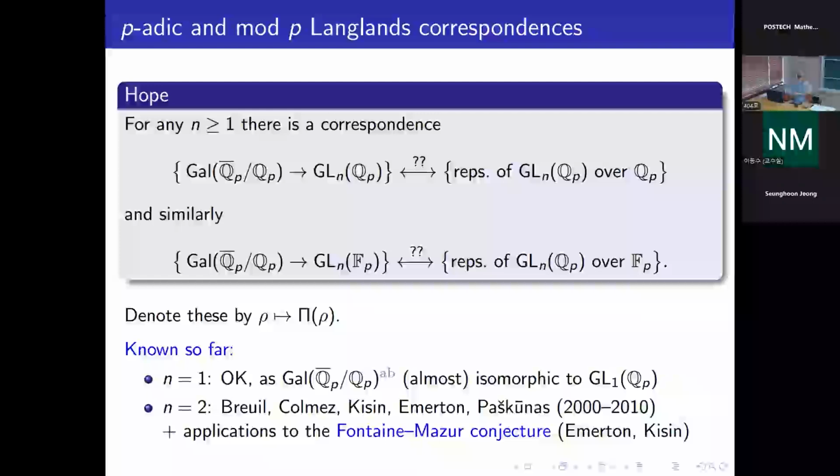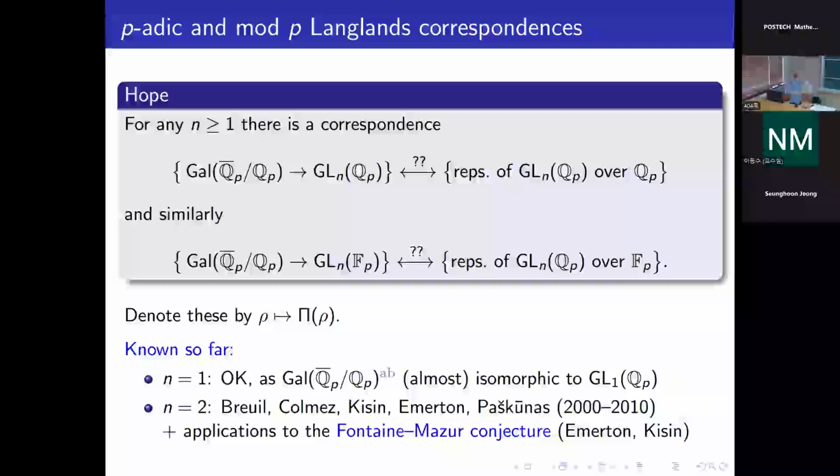But when n is equal to 2, it was a completely new thing to study. And there was a lot of activity, and many hundreds of pages were written, starting with Breuil, and then especially Colmez, and also Mark Kisin, Matthew Emerton, and Vytautas Paškūnas. In the period of 2000 to 2010, they worked very intensively on that and found there's a beautiful answer. There really is a very natural correspondence when n is equal to 2 in this p-adic or mod p setting.